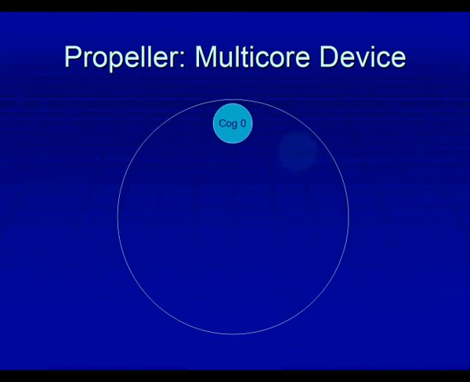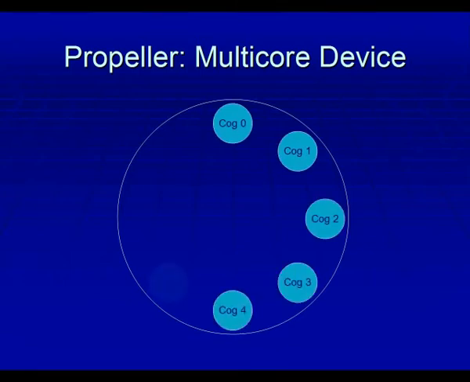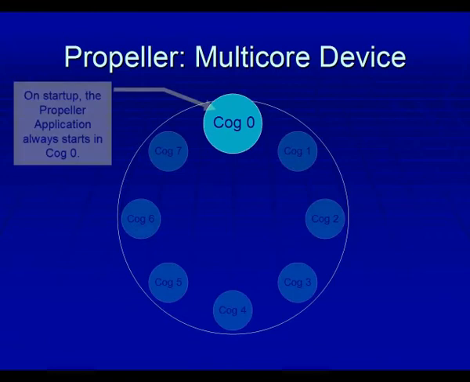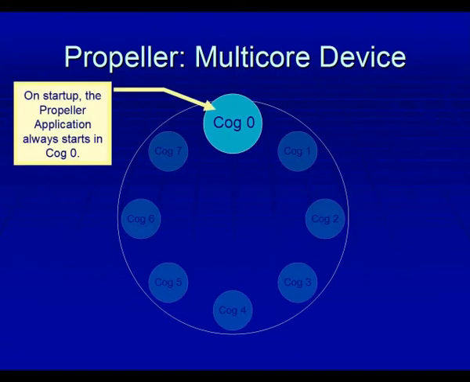The Propeller is a multi-core device. It has 8 cogs that are exactly alike, except for 2 things. Each one has a unique ID, which is 0 through 7, and the first cog has a unique duty on Propeller startup. Cog 0 is the only processor that starts up when the Propeller is powered up or reset. All the others remain asleep.